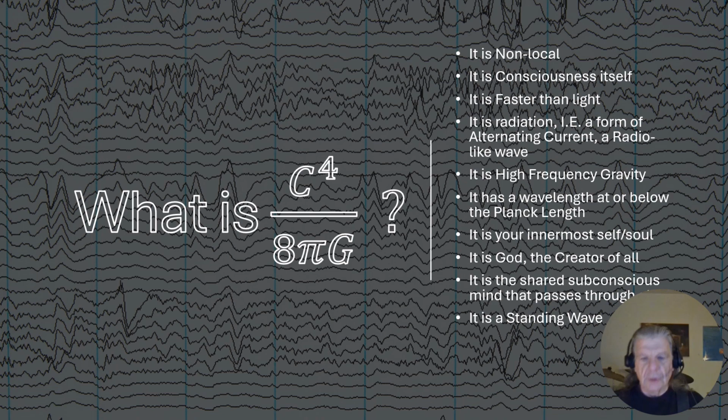What is that term, that high-frequency gravitational term? It is non-local. It is consciousness itself. It is faster than light. It is radiation. In other words, it's radio-like. It is radioactivity. It is a form of alternating current. Therefore, because that's what radio is. It is high-frequency gravity. It has a wavelength at or below the Planck length. It is also your innermost soul. It is God. It is the creator of all.